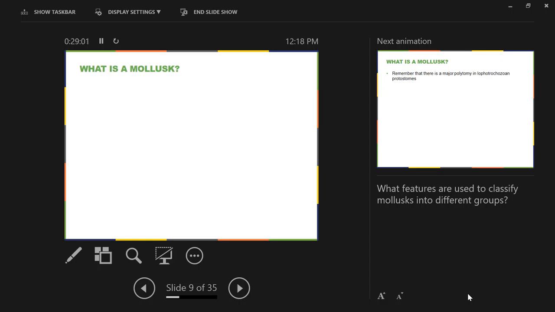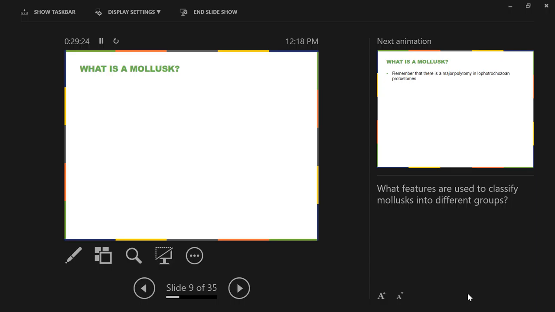Give me an example of a mollusk. A scallop, I'll take it. An oyster, I'll take it. Mussels, clams, everybody's going bivalves. This is awesome. That's only one group of mollusks. Snails. So now we've got a gastropod. We've got another group of mollusks.